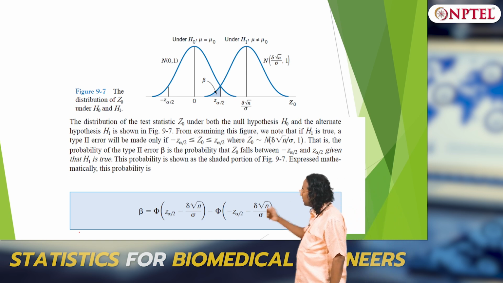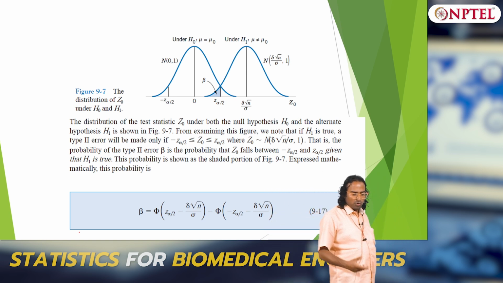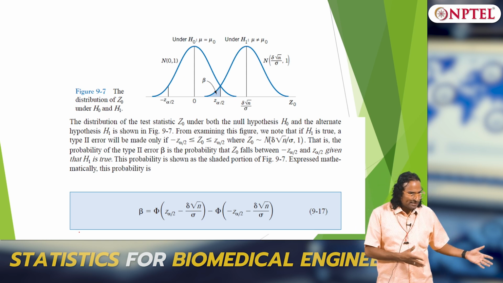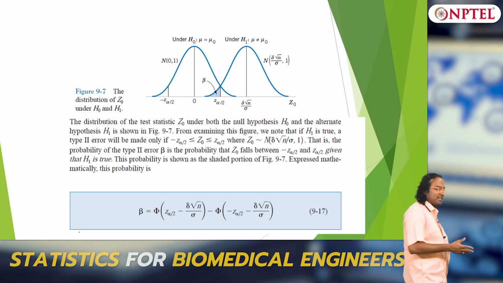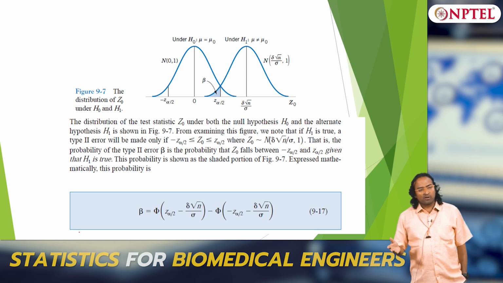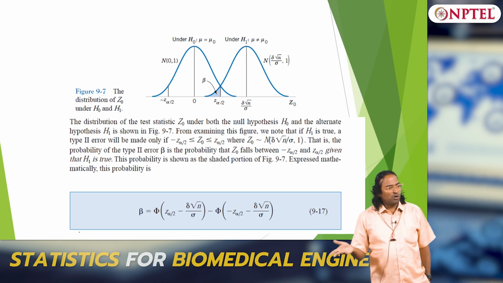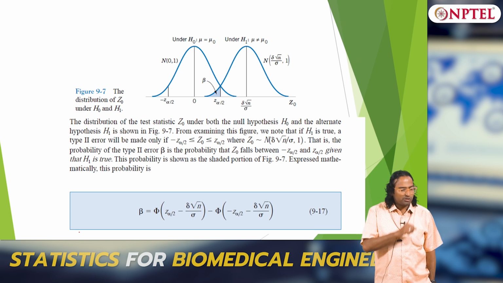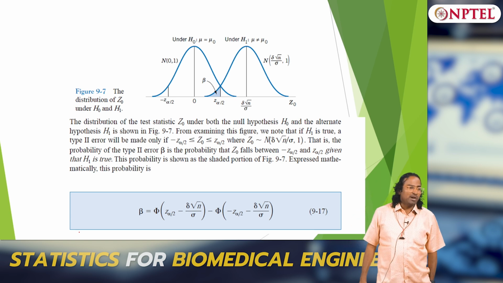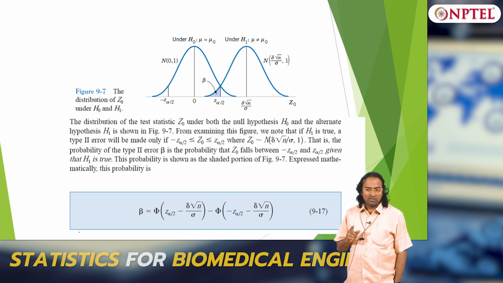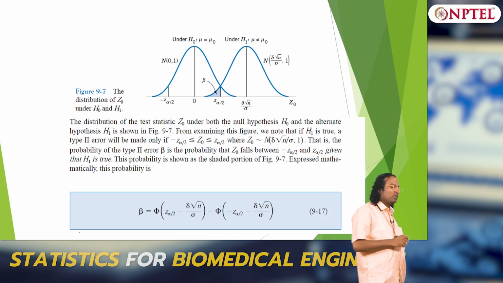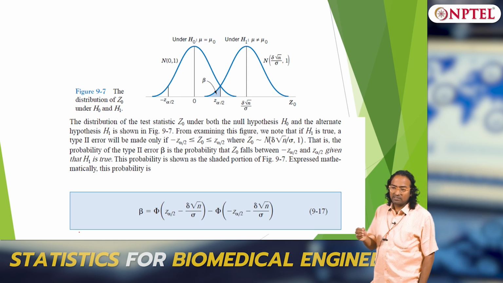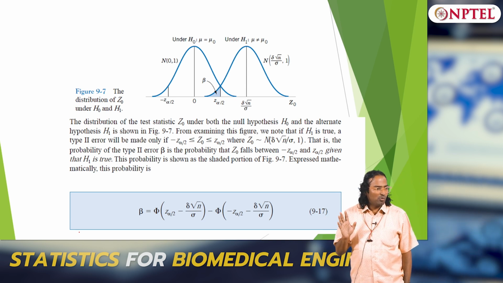So we have two distributions. Under H naught, mu equals mu naught, it is normal 0 comma 1, because you have standardized it. The test statistic is z equals x bar minus mu naught by sigma over root n. That is what you compute as the test statistic. If null is true, the distribution is normal 0 comma 1. Now if that is not true, then what is the distribution? It is going to be delta by sigma over root n comma 1.